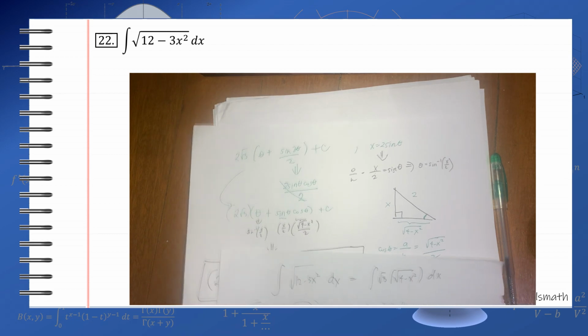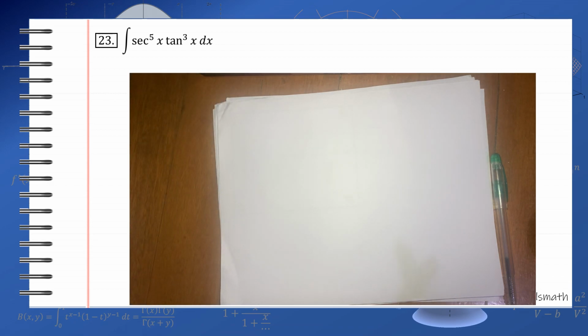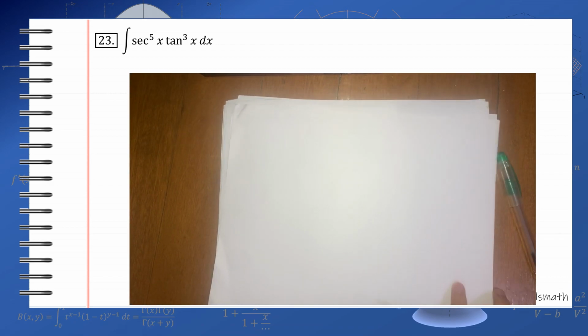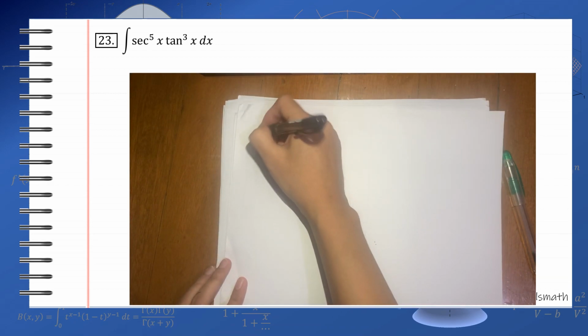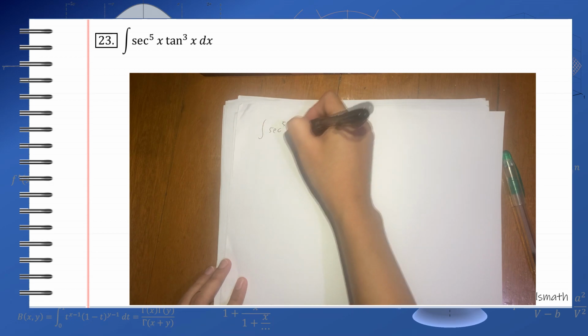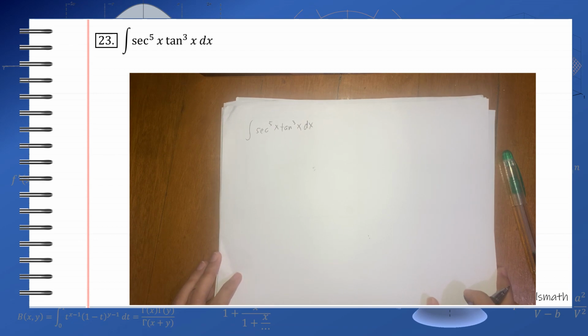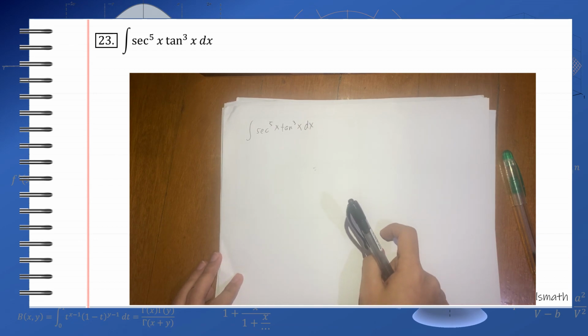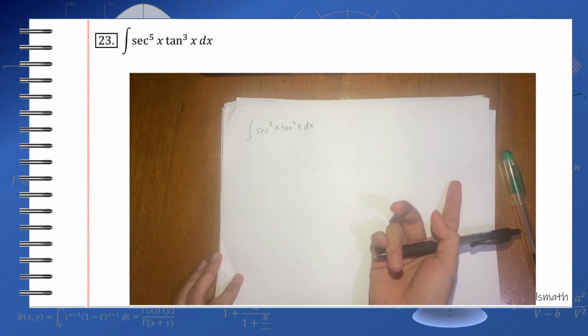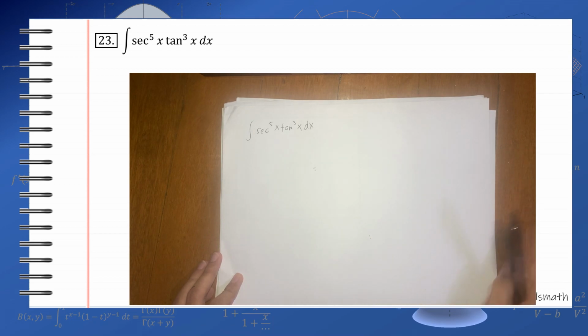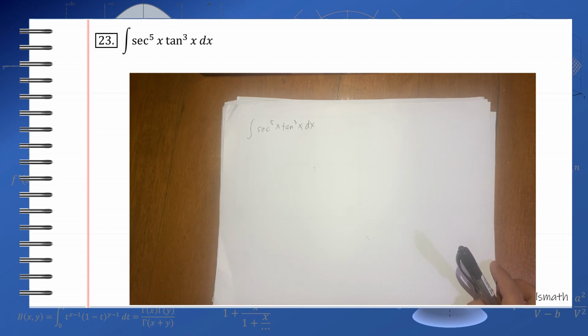Okay, next, item number 23. We are asked to evaluate the integral of secant to the 5th x tangent cubed x dx. So, when you have something in terms of secant and tangent, a good first step is to try to write everything in terms of secant or tangent.